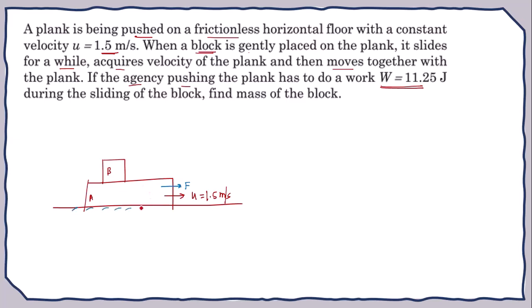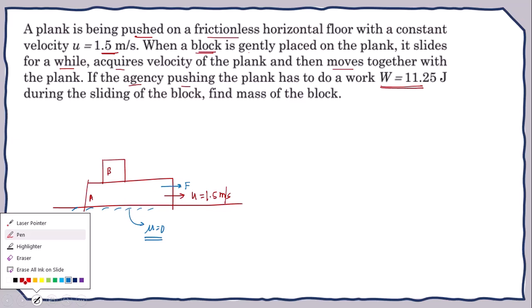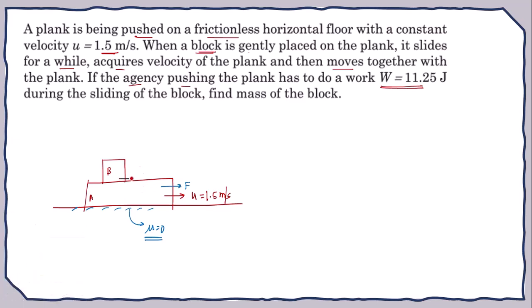Why? Because the surface is frictionless, mu is 0 over here. So there is no friction on the surface on which A is in contact with the floor. Now since B is moving with the same speed of 1.5 meter per second, that means in order to move B, the friction is acting in this direction. So the friction is acting on B in the forward direction. Similarly, the friction will act in the opposite direction on the A block.